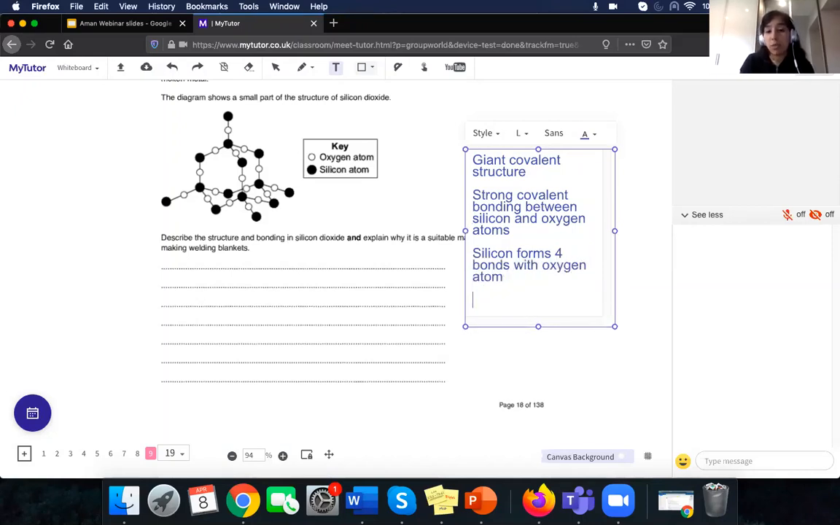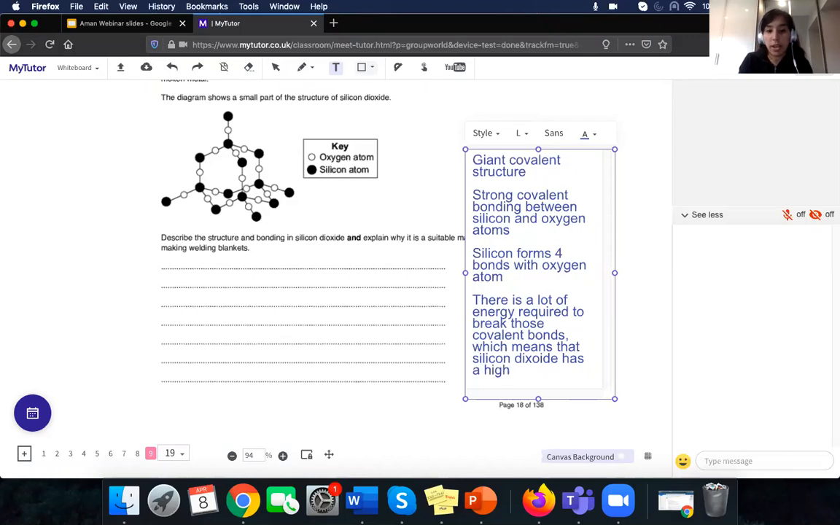And then we need to explain it. So we've described that structure there. We need to explain then. So what does that mean? As someone said, there's a lot of energy required to break those covalent bonds, which means that silicon dioxide has a high melting and boiling point. Okay, and that's why it can be used in welding blankets. Brilliant, well done everyone. Okay, the next thing to think about then, everyone that sent in answers, you're exactly correct, well done.